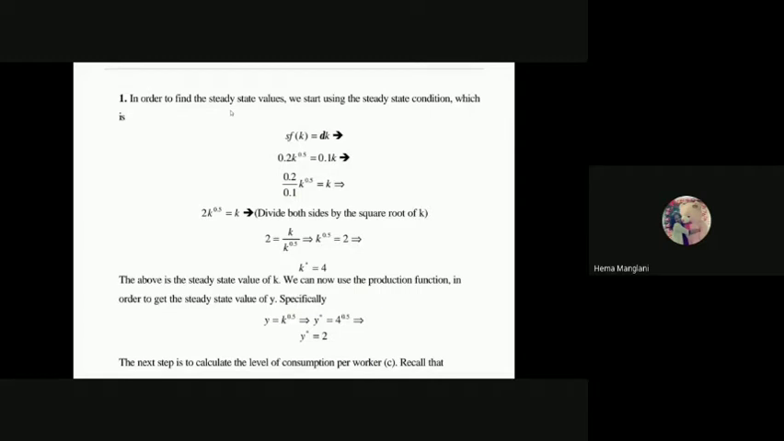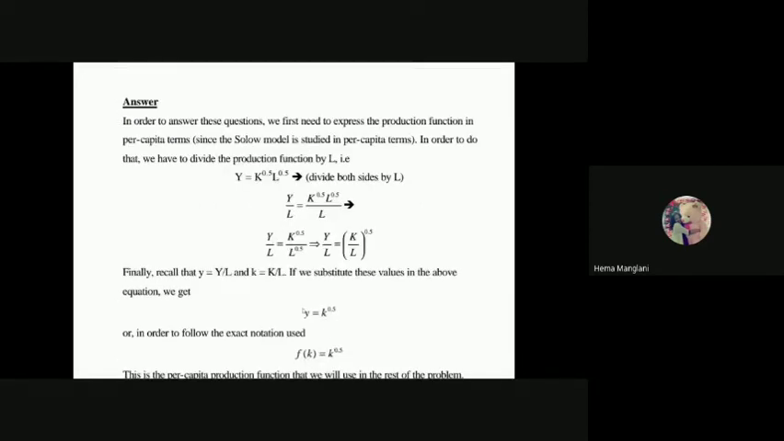In order to find the steady state values, we will be using the steady state condition. What is our steady state condition? As I was mentioning, your dk by dt, meaning small k, will now equal sfk minus dk, where d indicates your depreciation. The value of d is 0.1 over here. And the value of s is 0.2 in our problem, which has been given to us. And the f(k) value we already have here. This is small y, which is a function of small k, so the value is k power 0.5.